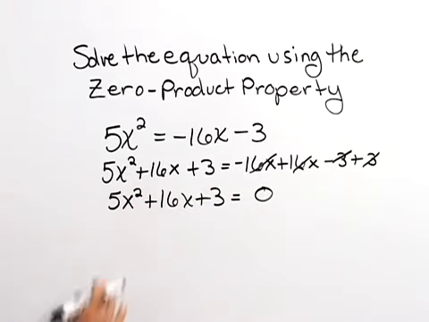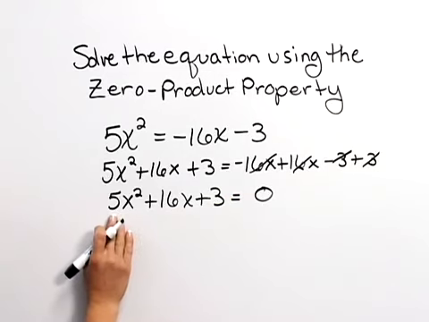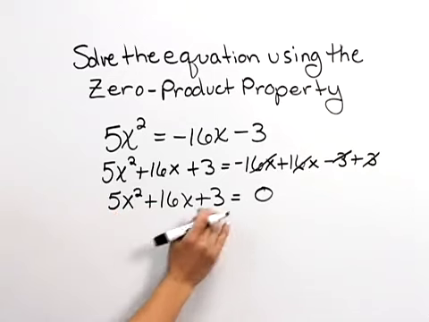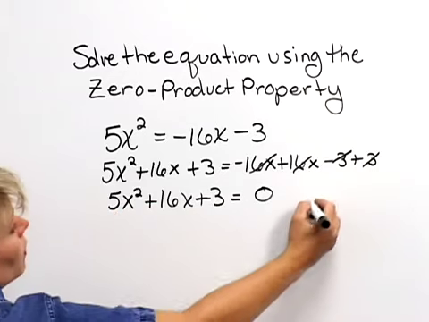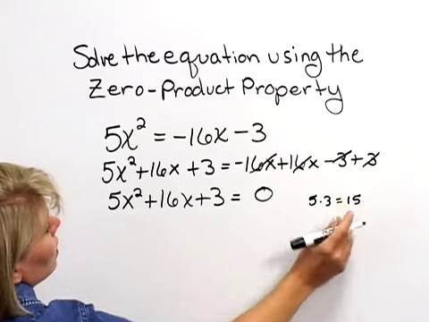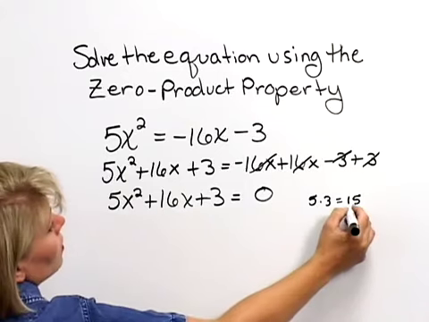Now we need to factor our trinomial here. And I notice there's 3 terms, there's nothing in common to them, and the first coefficient here is a 5, it's not a 1. So let's use factoring by grouping. Let's multiply this 5 times the 3, and 5 times 3 is 15. We need factors of 15 that will add up to the 16 in the middle.